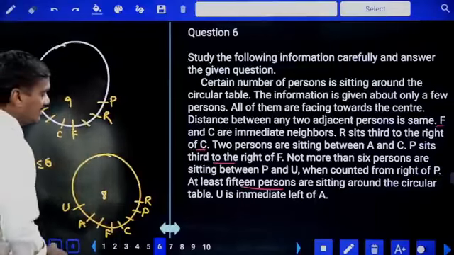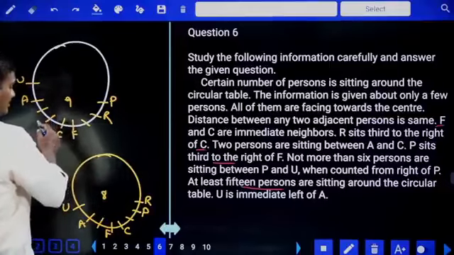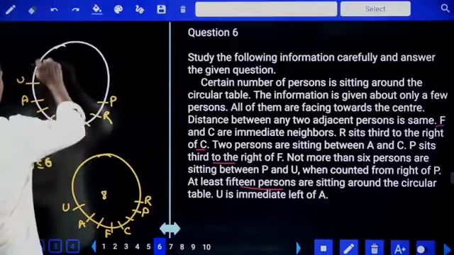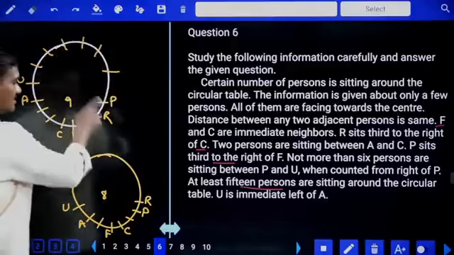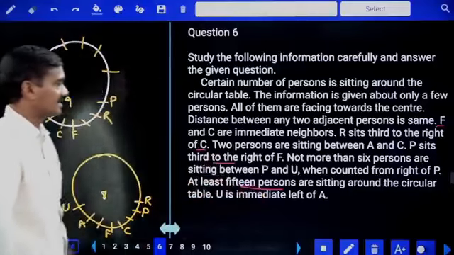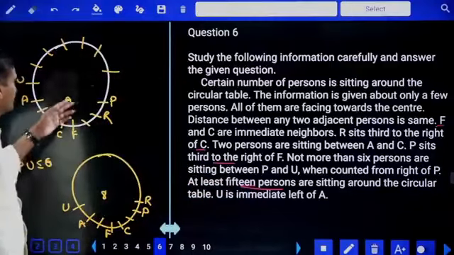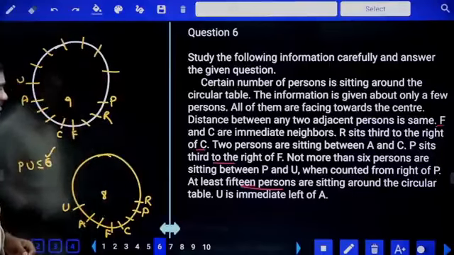Done with this one? Hence in between P and U, we must have exactly 6 persons, 1, 2, 3, 4, 5, 6. 6 persons between P and U. Now the total number of persons is at least 15, so it can be 15 or more than 15. But there is no chance of more, because between P and U there can be a maximum of 6. Now this is the final arrangement we have.